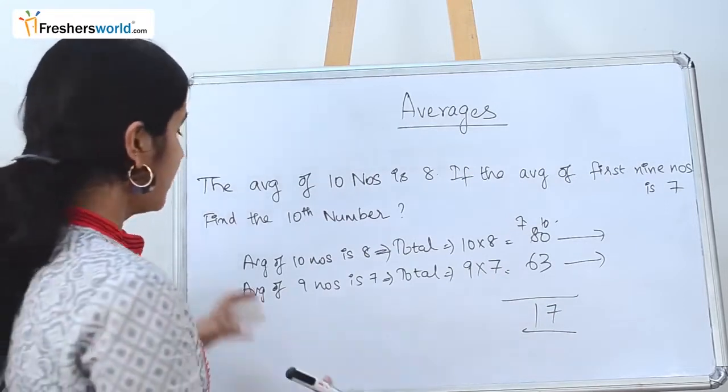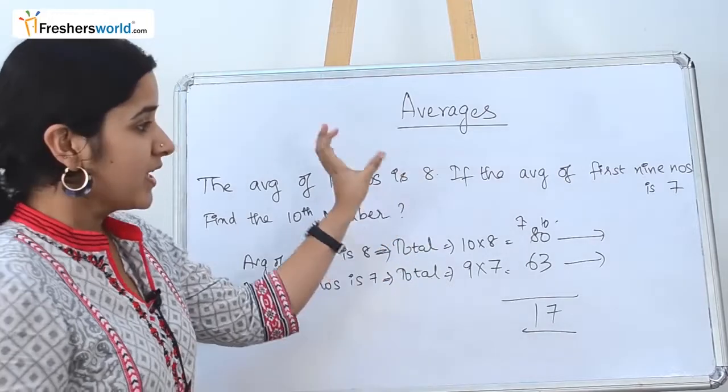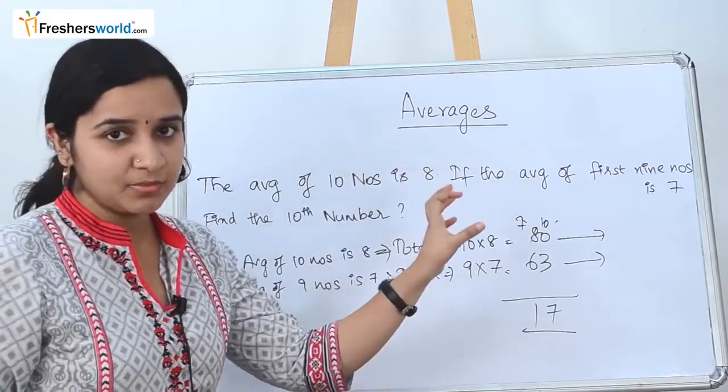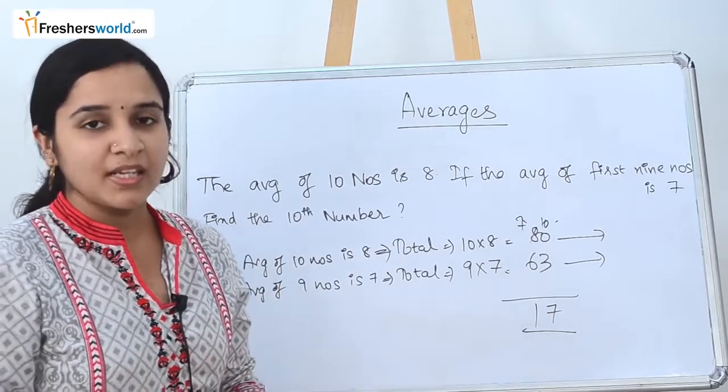So what did we do here? They have given the average of 10 numbers, and we find the total value of it. Then they have given the average of the first 9 numbers, so we got the total value of it. If you subtract it, you will obviously get the 10th number. Let's solve another question.